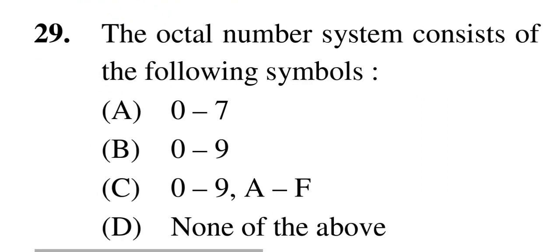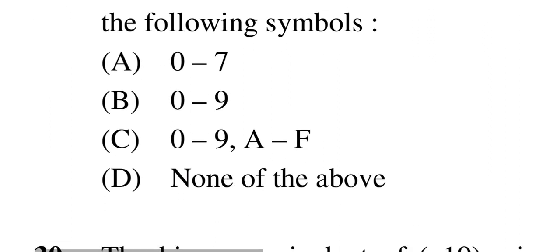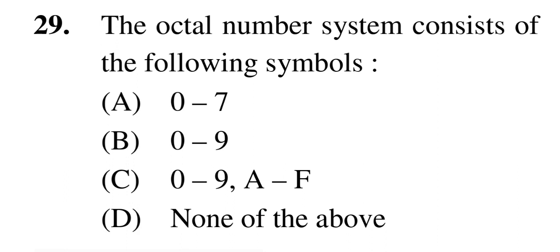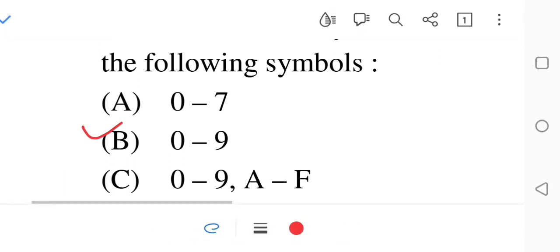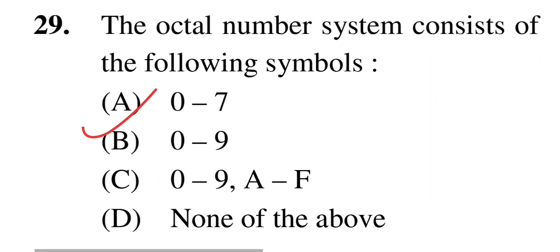29. The octal number system consists of the following symbols: 0 to 7, 0 to 9, 0 to 9 and A to F, none of the above. What do you say? 29. The correct answer of 29 will be 0 to 7.